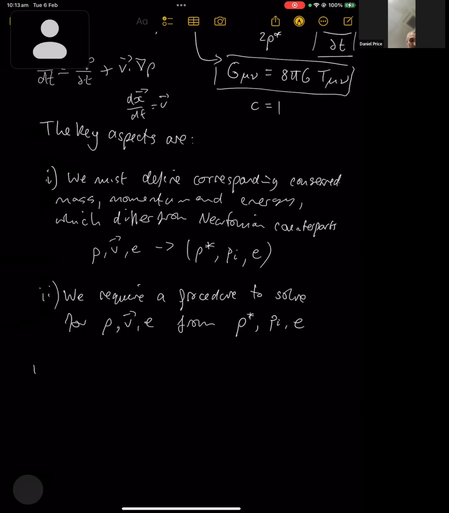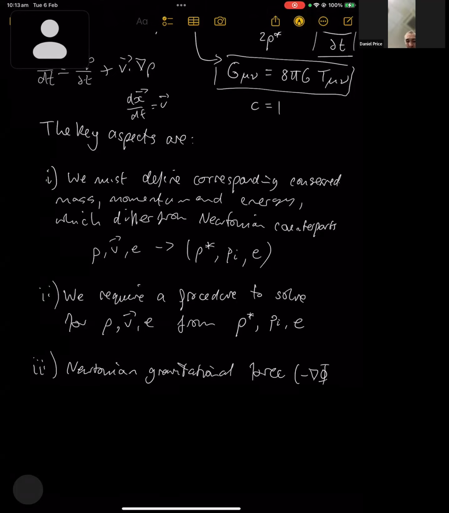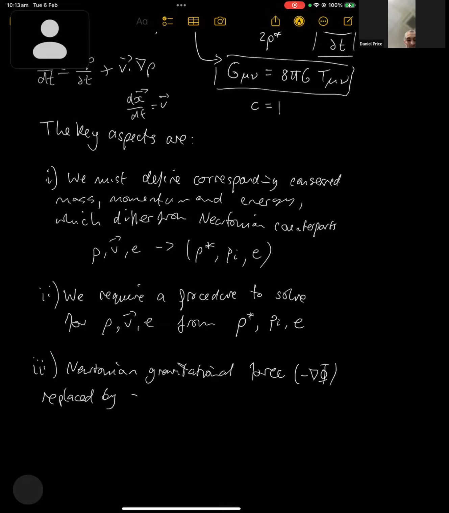Okay, and so the third complication is that our Newtonian gravitational force, which was just minus grad phi, is replaced by gradients of the metric.